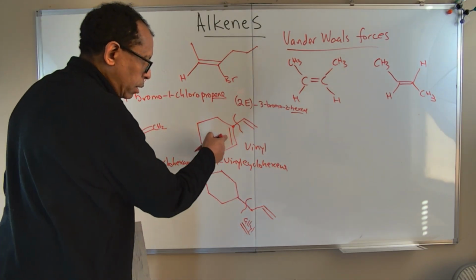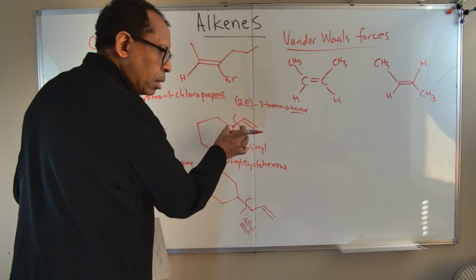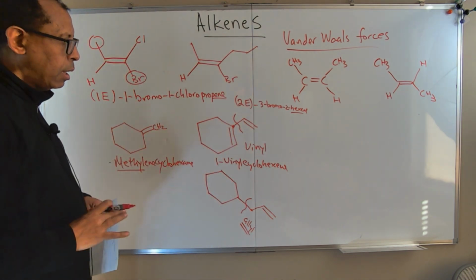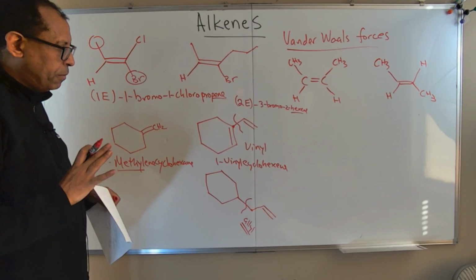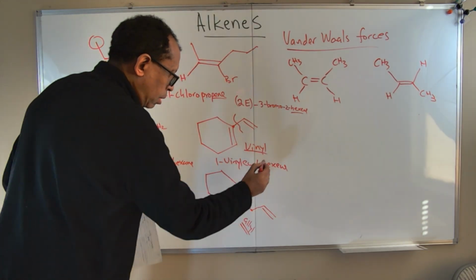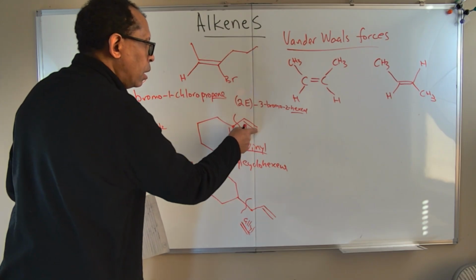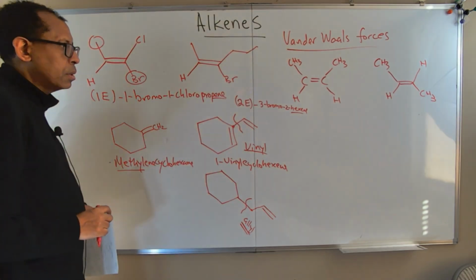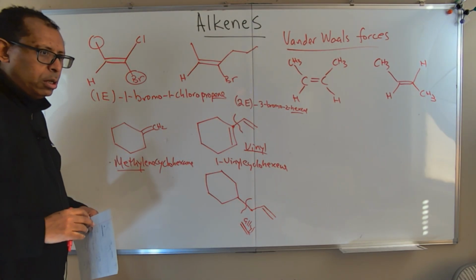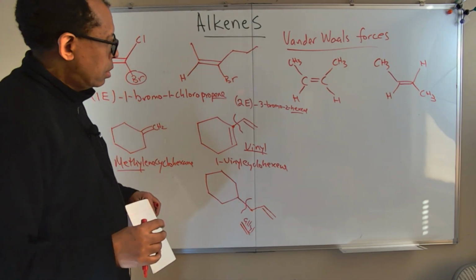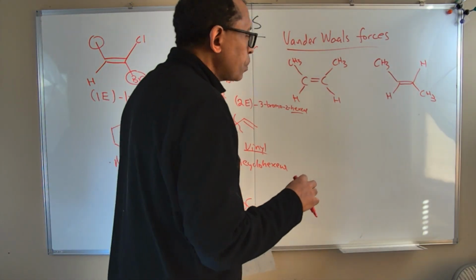Cyclohexene has a double bond, but as a substituent, a double bond is called a vinyl group. So this is allyl, which is 3 carbons. Vinyl is only 2 carbons. Those are the distinctions you need to know when we discuss an alkene.